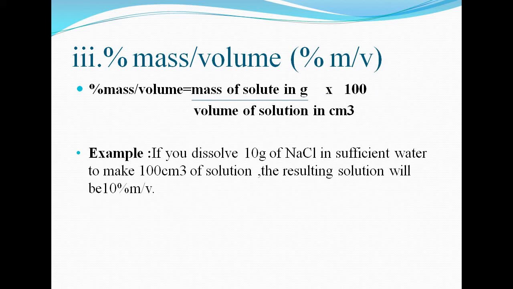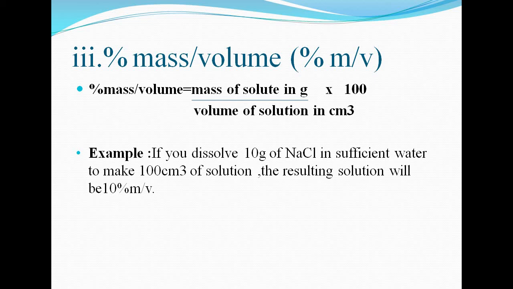Now the third category is percentage mass by volume. First of all, you should note that 1 centimeter cube is equal to 1 ml, milliliter. So in terms of volume, you can write centimeter cube or you can write ml, because both are the same unit. 1 ml is equal to 1 centimeter cube.